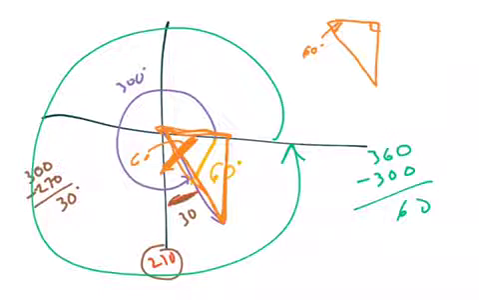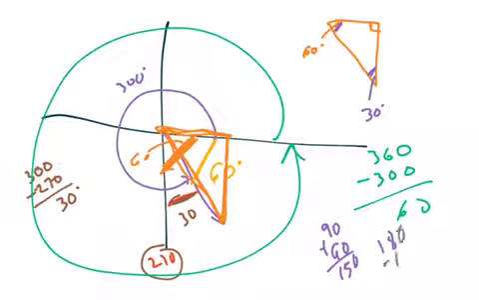All right, now let's think about this. If this is 60 degrees, that means that this guy right here has to be 30 degrees, right? Because the triangle adds up to 180. So if I do 90 plus 60, that gives me 150. 180 minus 150 leaves me with 30 degrees, right? So this angle has to be 30.